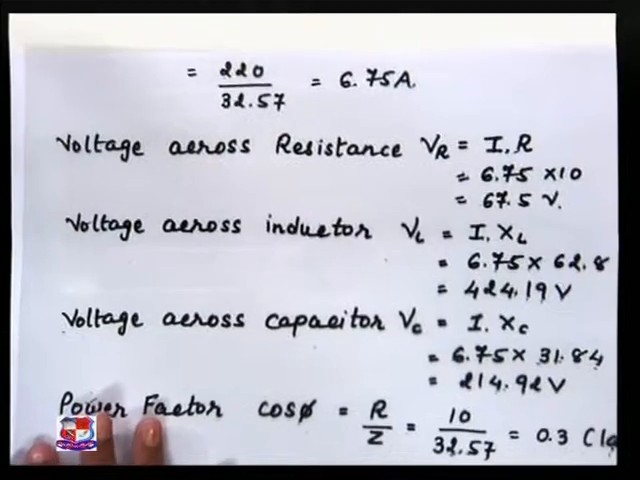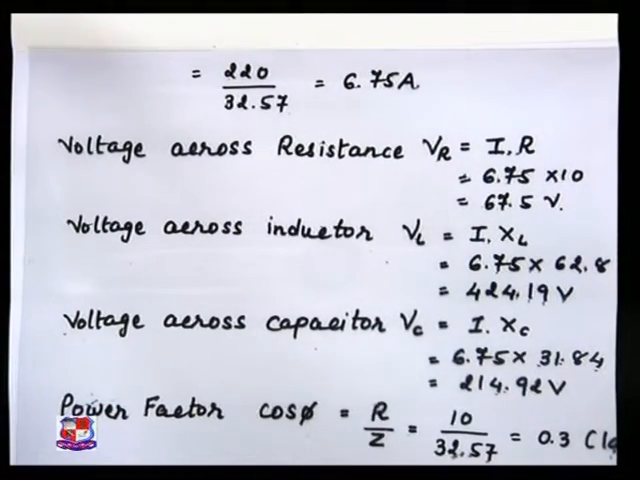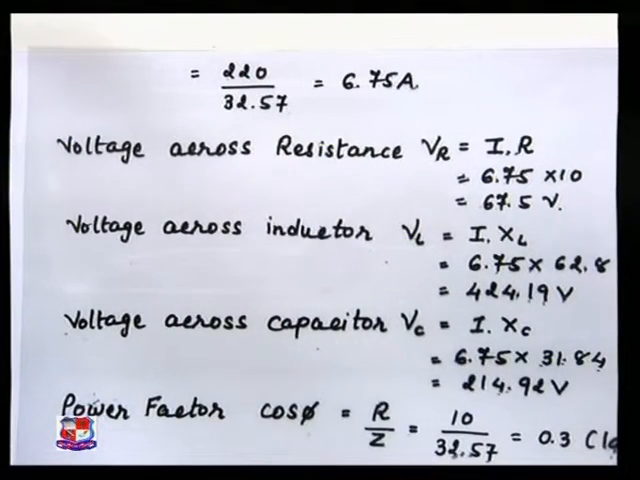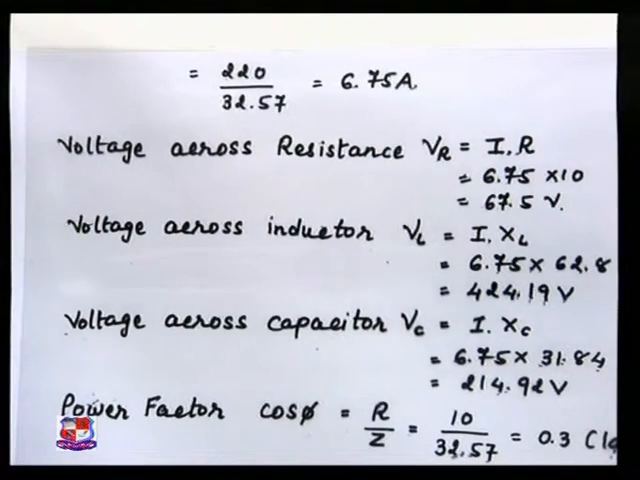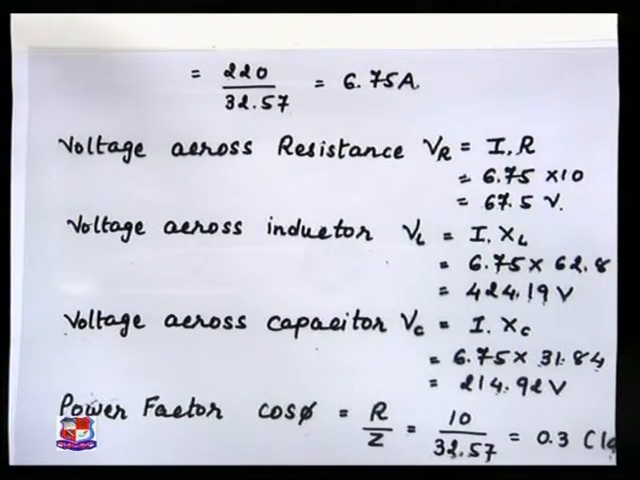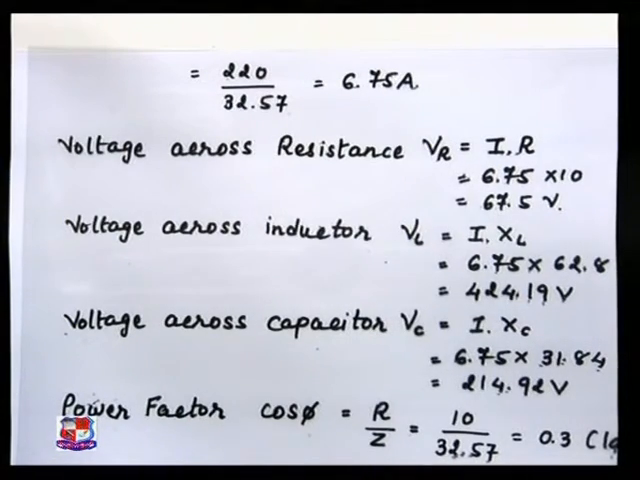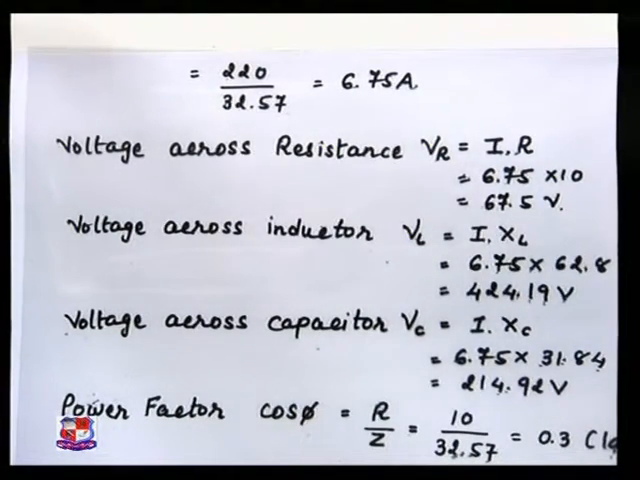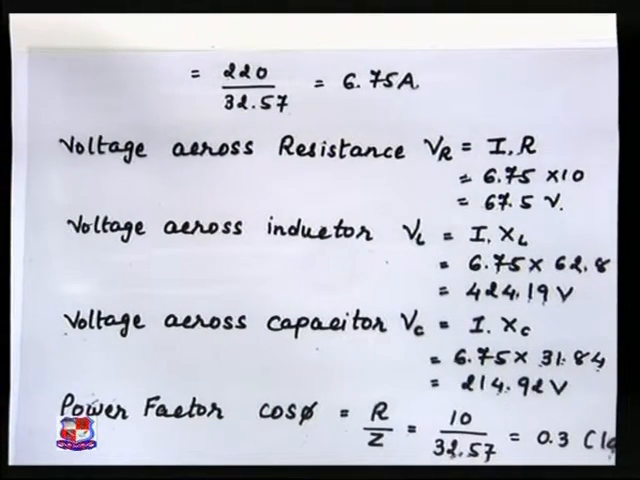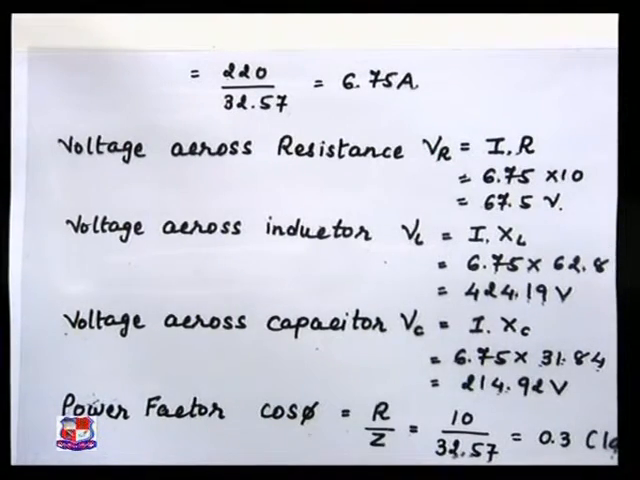Now you have to find the voltage across resistance, which is denoted by VR, and it is equal to I into R. Now the value of current is 6.75 and it is a series circuit, so the current passing through the R, L and C is same. So I is equal to 6.75 into value of resistance, which is 10. So it is 6.75 into 10. So your answer is 67.5 volt.